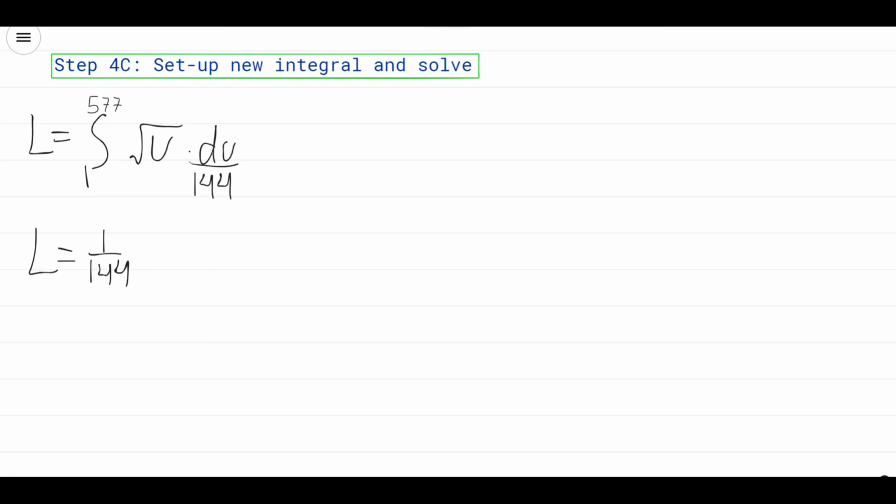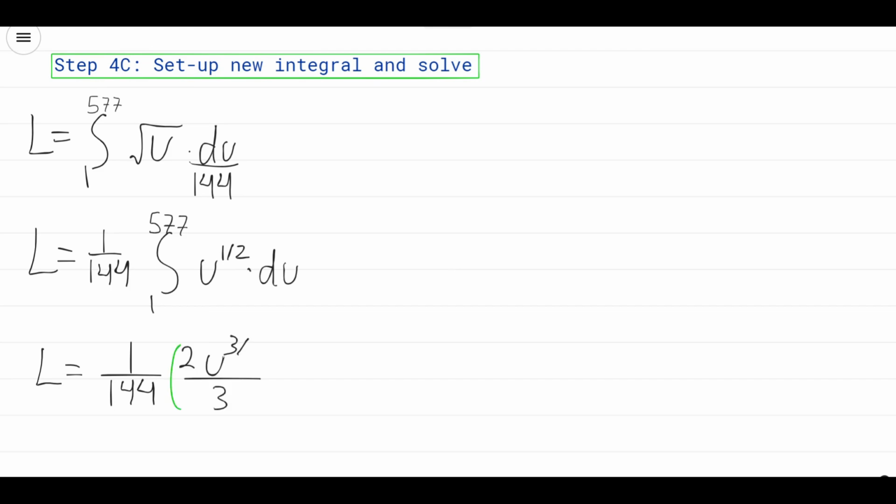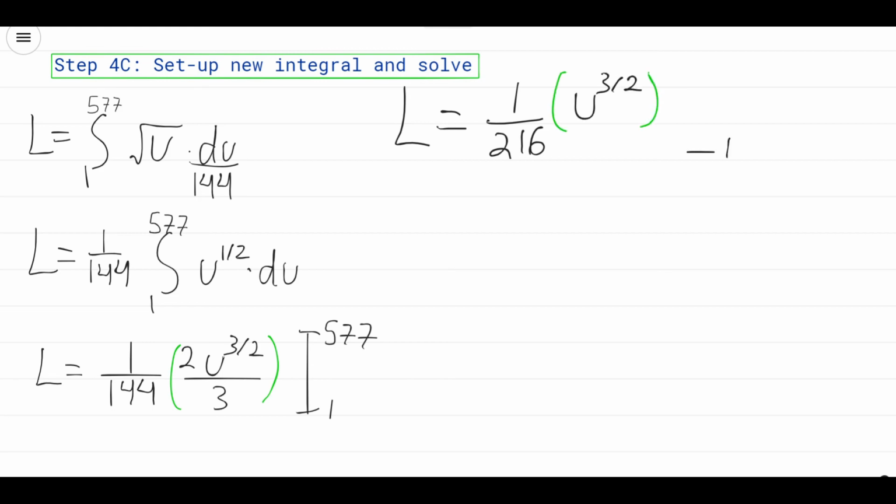So we're going to pull out the constant of 1 over 144. And we're going to rewrite the square root of u as u to the 1/2 times du. So now we're going to integrate this function applying the power rule. So 1 over 144 times the integral of u to the 1/2 is u raised to 3/2 divided by 3/2, which, when we reciprocate it, is 2/3, bounded from 1 to 577. Thus our L is equal to, when we simplify the constant, 2 divided by 144 times 3 can simplify to 1 over 216. You can use your calculator for this. And then u to the 3/2 bounded from 1 to 577.